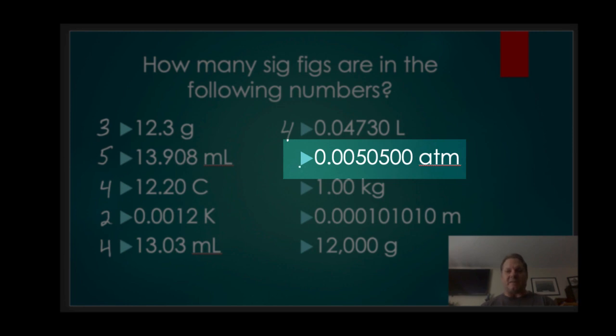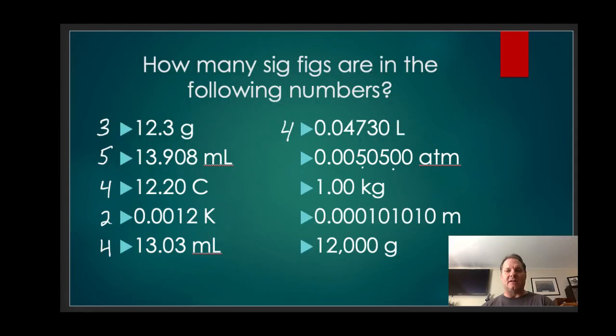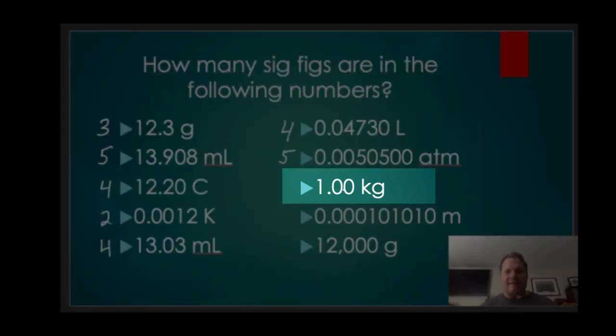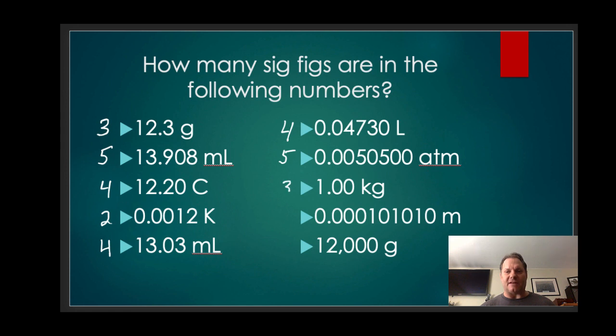So we're going to do the same thing here. We're just going to work our way left to right until we hit something that's not a 0. Then we're going to start counting. So I have 1, 2, 3, 4, 5 sig figs. They are significant when they're to the right of the decimal. So, I'm sorry, to the right of the last non-zero. So there are 5 sig figs in that measurement. This next one, let's see, 1.00 kilograms. Zeros to the right are significant. This is 3 sig figs.